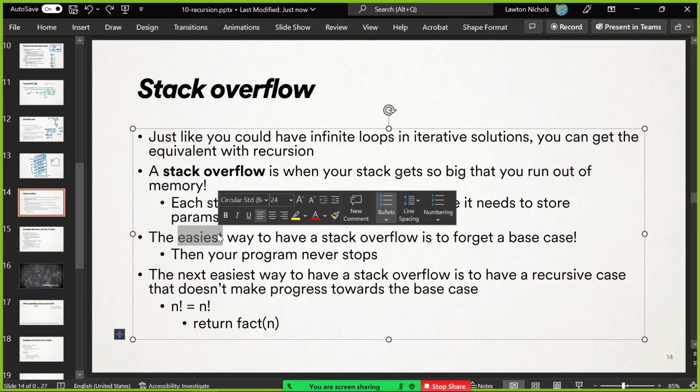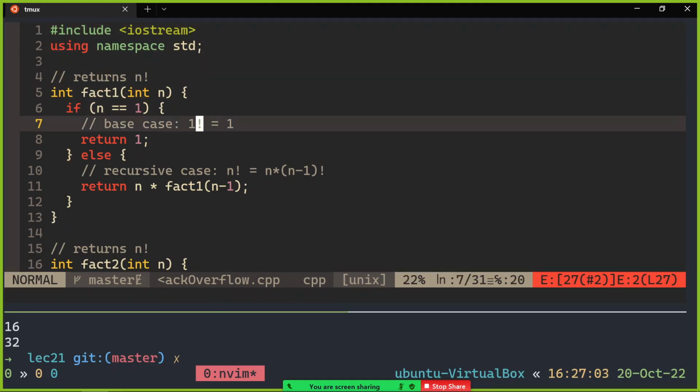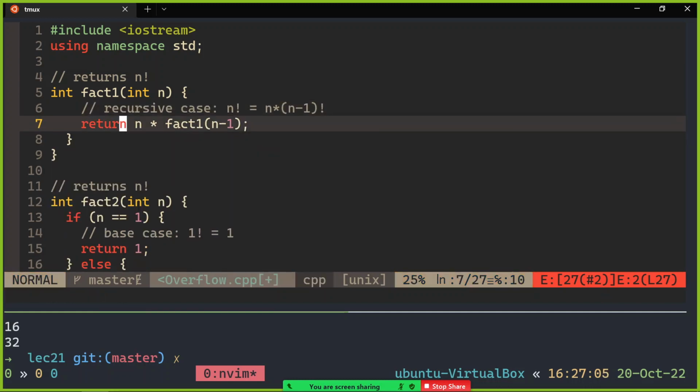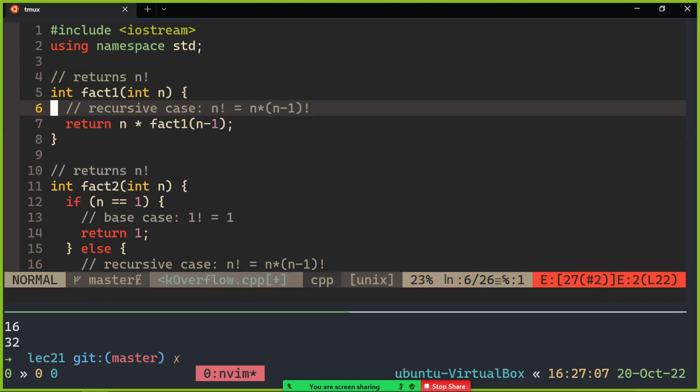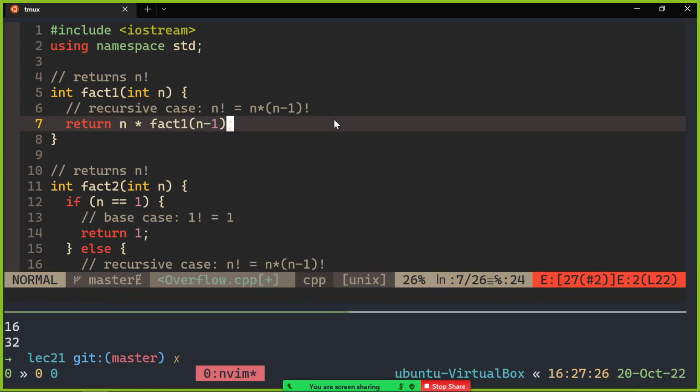The easiest way to have a stack overflow is to forget your base case, because then your program's never going to stop. What's the factorial of 3? Well, it's 3 times the factorial of 2. What's the factorial of 2? It's 2 times the factorial of 1. What's the factorial of 1? It's 1 times the factorial of 0. What's the factorial of 0? Well, it's 0 times the factorial of negative 1. Factorial of negative 2. Factorial of negative 3. Keep on going forever and ever until the end of time, because there's no stopping condition, right? So this is an infinite loop. I hope you see it. Forget the base case.